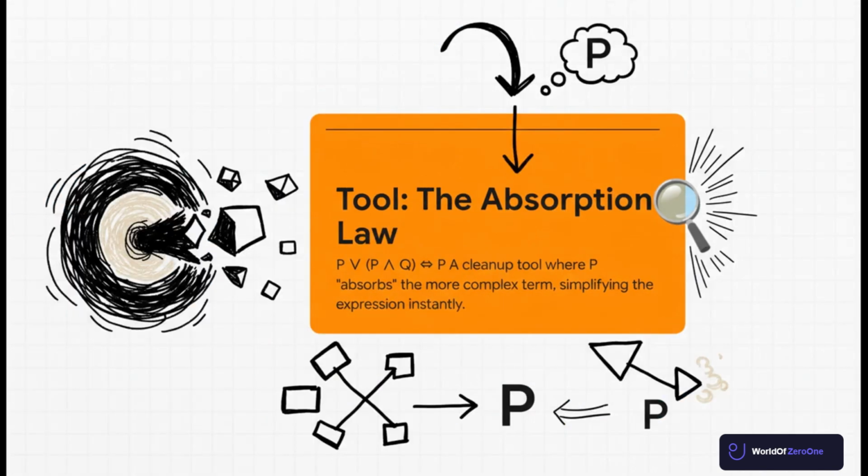And finally, we have the absorption law. This is your ultimate cleanup tool. It basically says that if you ever see a pattern like P or (P and Q), the whole entire thing just simplifies down to P. It's like the P just absorbs that more complex term right into it. It's an amazing trick for making your expressions shorter in a flash.